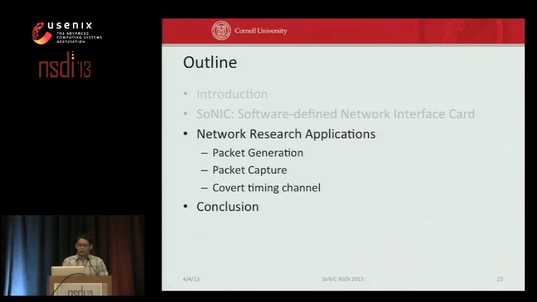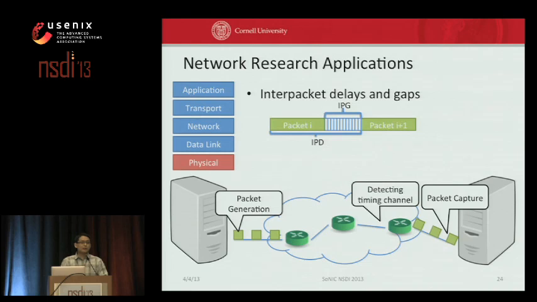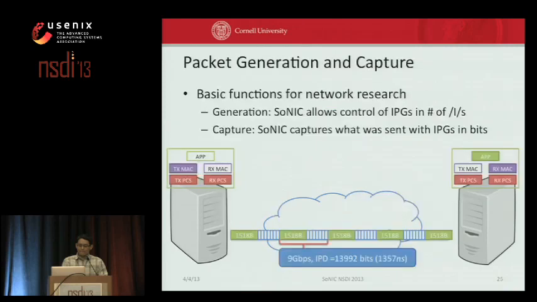And before that, let me define interpacket delays and interpacket gaps again. Interpacket delay is the timing difference between the first bit of 2 subsequent packets, whereas interpacket gap is the timing difference between the last bit of 1 packet and the first bit of the second packet. Packet generation and capture are the most basic functions for network research. With SoNIC, we can control interpacket gaps in the number of idle characters when we generate packets, and we can capture the number of bits within or between Ethernet frames when we capture packets.